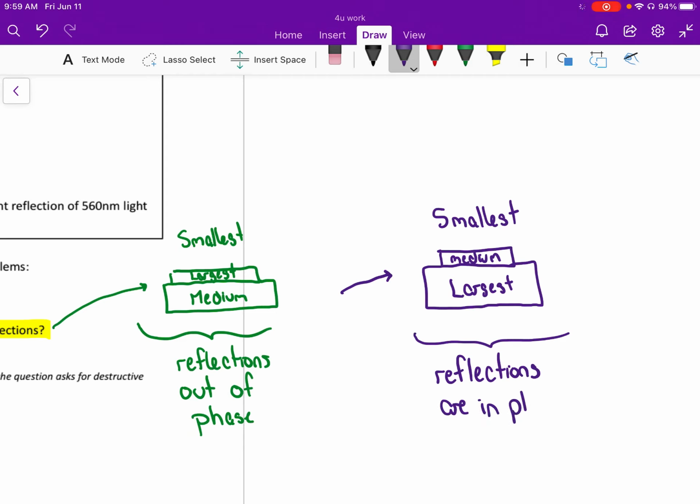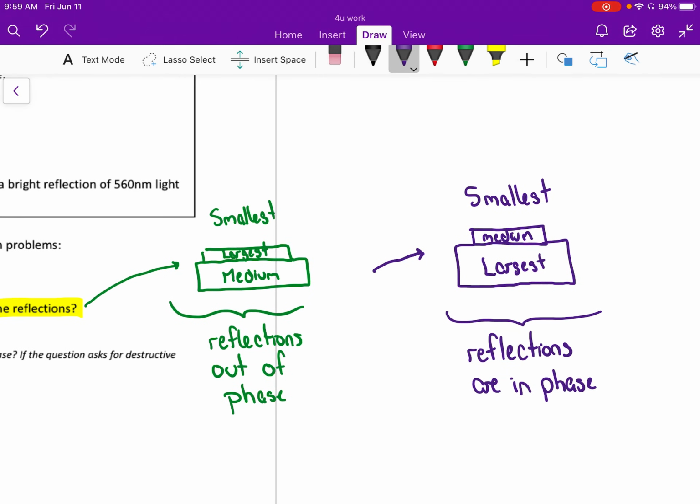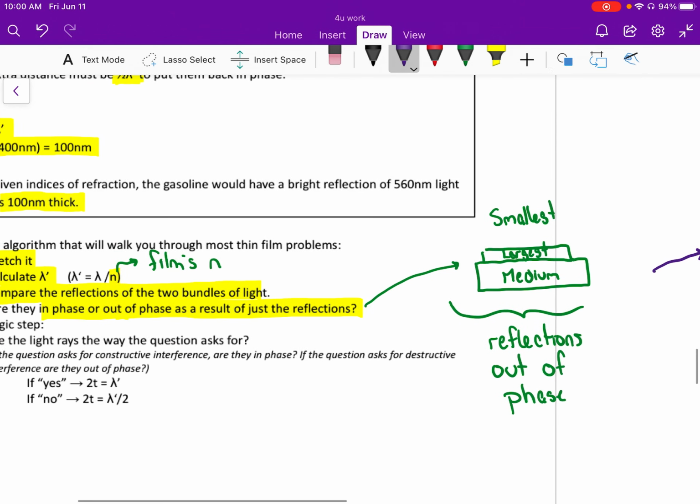You don't even have to remember that reflecting off a larger index is like bouncing off a fixed end, and a smaller index is like a free end. You don't even have to remember that fact. You just have to be able to compare: did it bounce off a larger index or a smaller index? If the indexes are out of whack, small, large, medium, then the reflections are out of phase. And if they're in order, smallest to medium to largest, then the reflections are in phase. So by looking at the ends, you can tell if the reflections are in phase or out of phase.